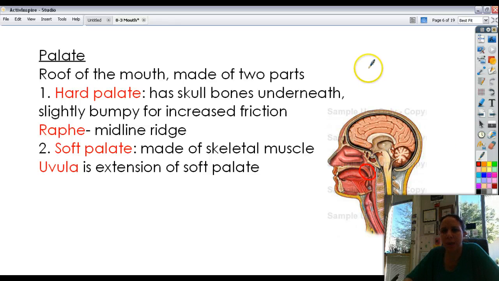When you look at the hard palate, we see that it's actually two bones that have met in the middle, and they create a little ridge when they finally fuse. And so that little ridge right there is called the raphe. It's the midline ridge down the middle of your hard palate.